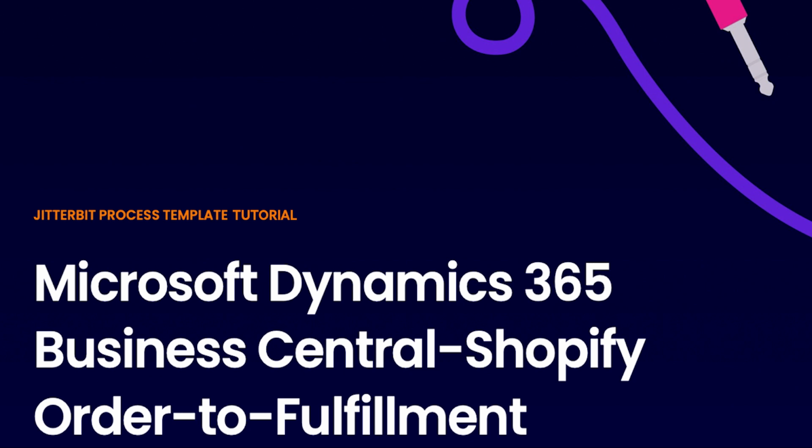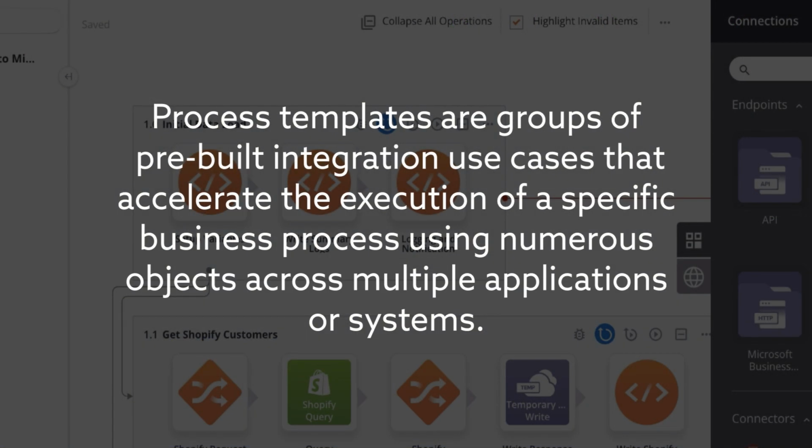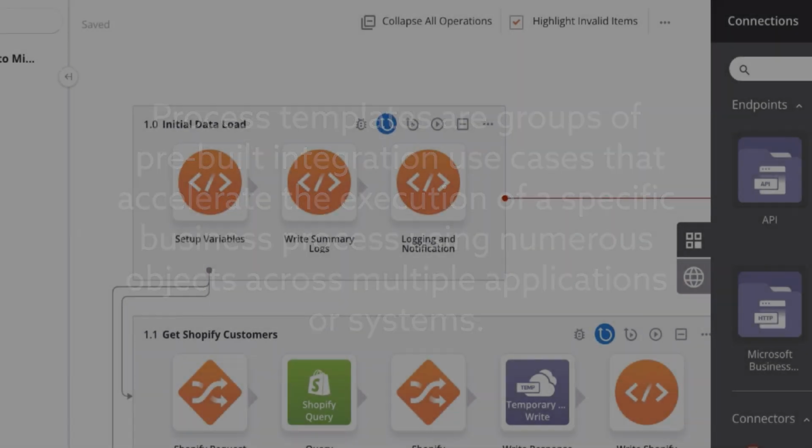Join me as we walk through the setup process for the Microsoft Dynamics 365 Business Central Shopify Order to Fulfillment process template. First, I want to explain what a process template is. The Cloud Studio process templates are groups of pre-built integration use cases that accelerate the execution of a specific business process using numerous objects across multiple applications or systems.